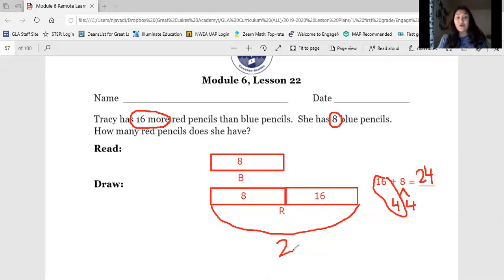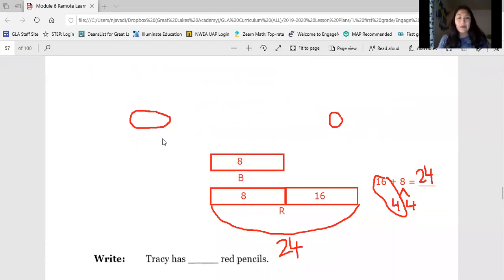Raise your hand if you also got 24 for Tracy's red pencils. Nice job. Now we're going to go down here and fill in our answer statement. Let's read it together. Tracy has 24 red pencils. Nice job. Let's go on to the next page.